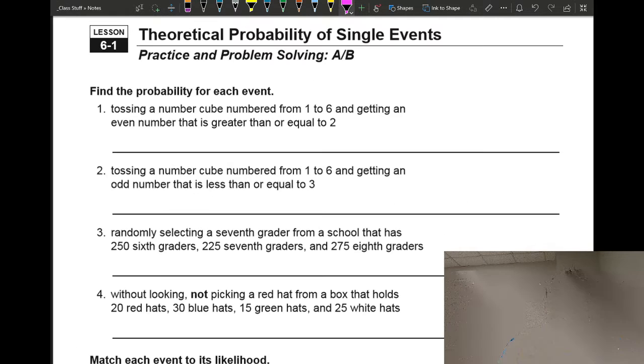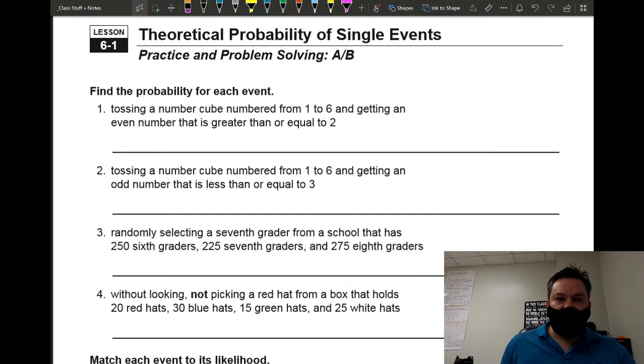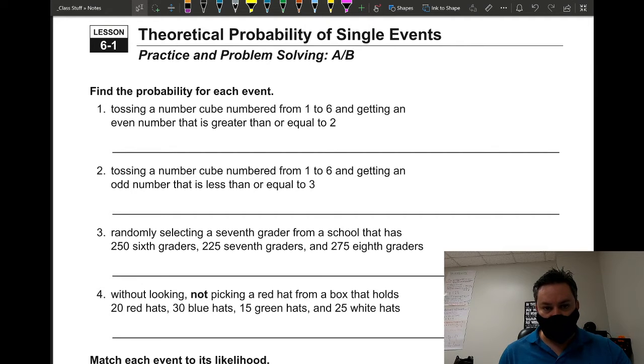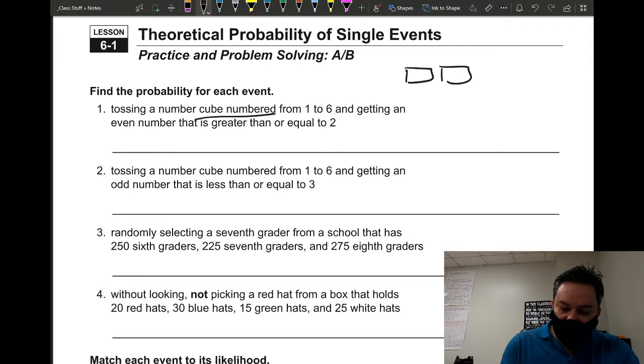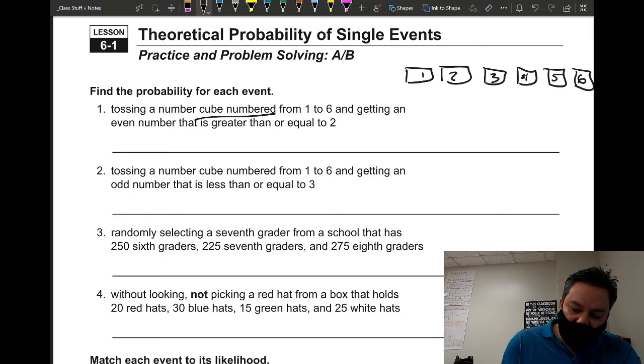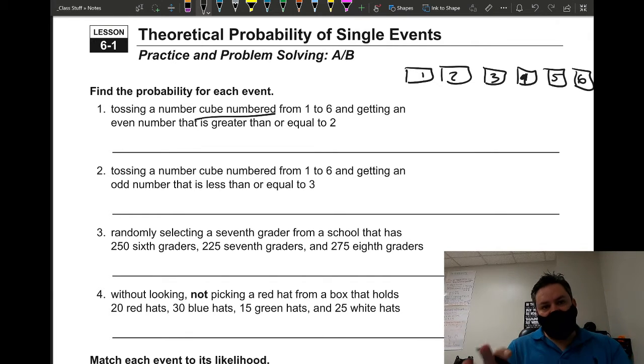It says, find the probability for each event. Number one, it says, tossing a number cube from numbers 1 through 6 and getting an even number that is greater than or equal to 2. Even number that is greater than or equal to 2. So every time you have a number cube, something like that, I like to draw the faces 1, 2, 3, 4, 5, 6, and number them. If you see it, it's going to be easier for you to make sense of it, okay?